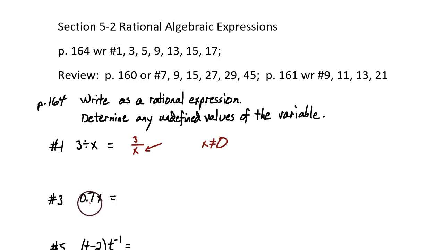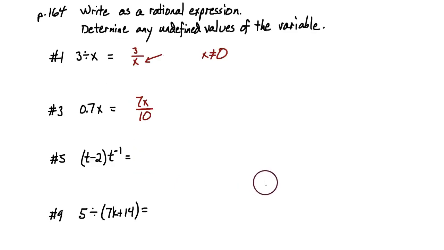In number 3, the decimal 0.7 is the same as 7/10. So we can write this as 7x over 10. This time there is no variable in the denominator, so there are no undefined values of the variable.